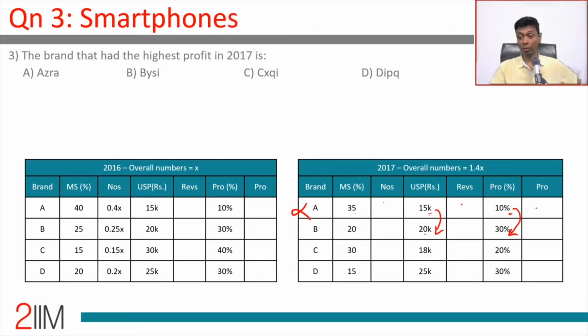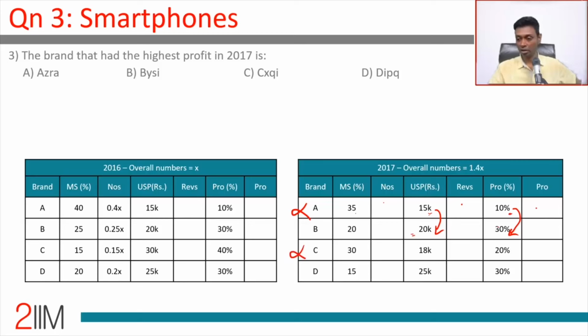20% of 1.4 into 20K into 30% will be higher than A. So I don't need to find the number. And so 20%, 20 to 30, 30% to 20%. These two will offset each other. The USP, the unit selling price is higher. So B is greater than C.